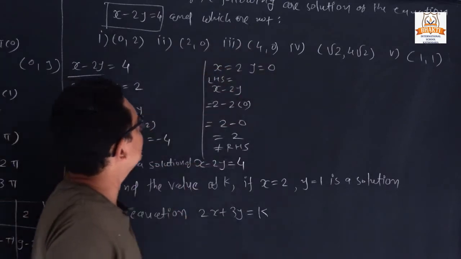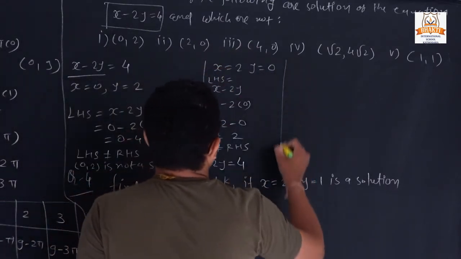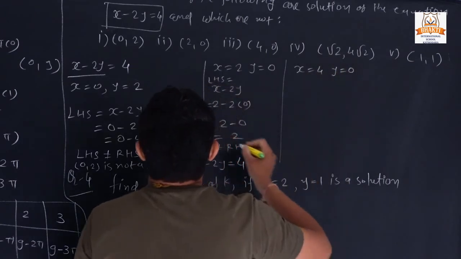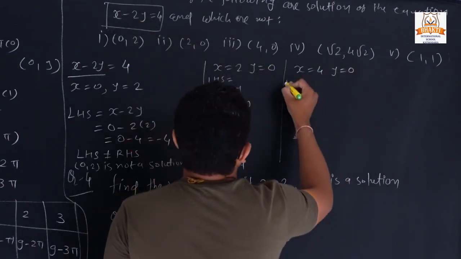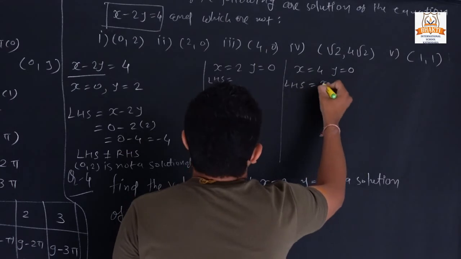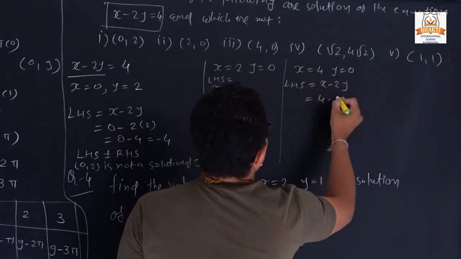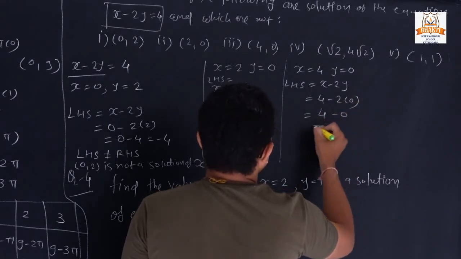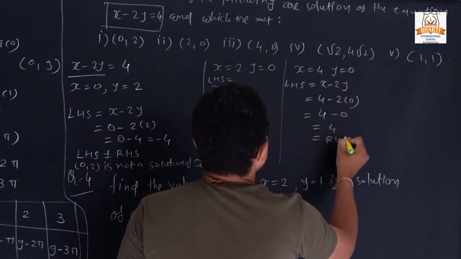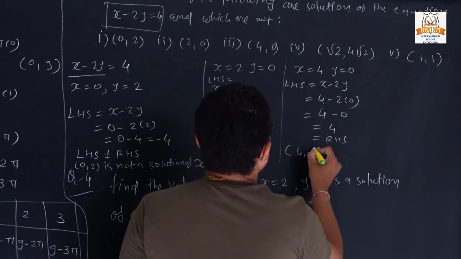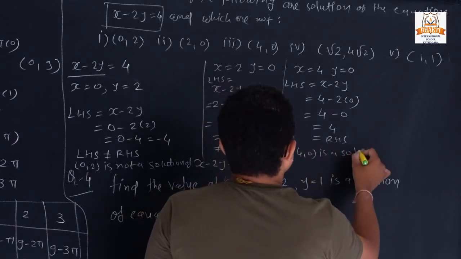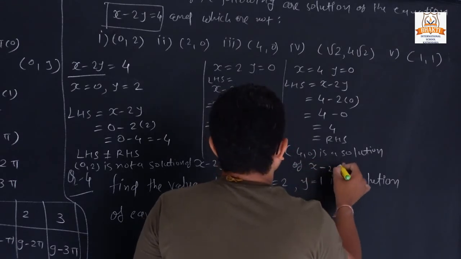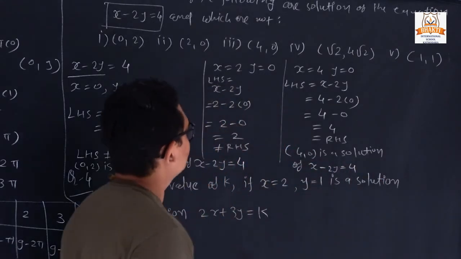Now question 3, 4 comma 0. So x is equal to 4 and y is equal to 0. Let's check. LHS is equal to x minus 2y. So 4 minus 2 into 0, so 0. The answer is 4, which is equal to RHS. So we can say that 4 comma 0 is a solution of x minus 2y is equal to 4.